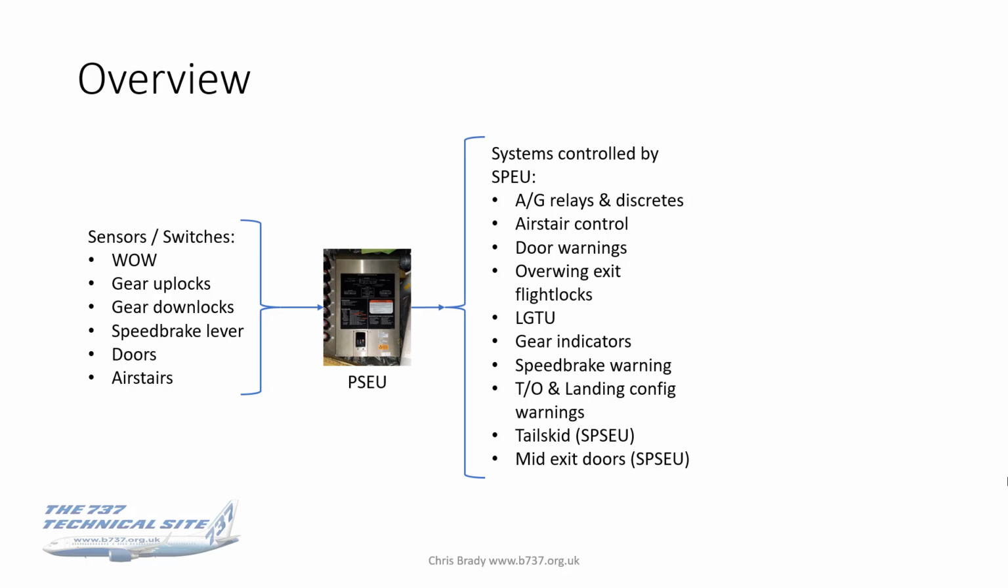The systems controlled by the SPSEU are air-ground relays and discretes, air stair control, door warnings, overwing exit flight locks, landing gear transfer unit, gear indicators, speed brake warning, takeoff and landing config warnings, the tailskid, which is an SPSEU function, and the mid-exit doors, which are also SPSEU.